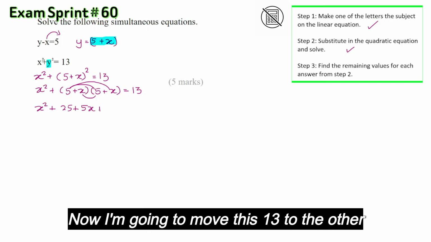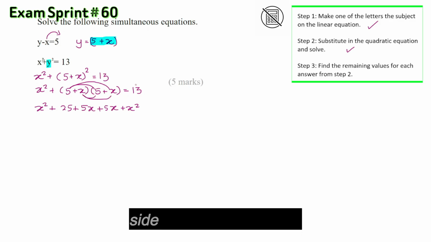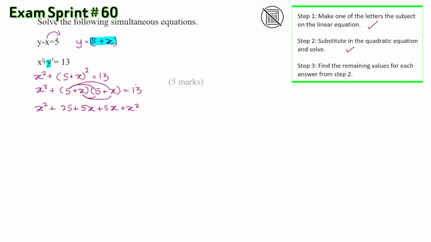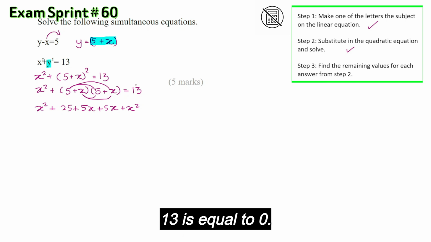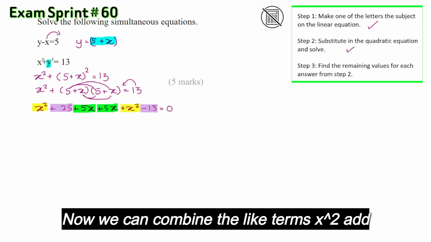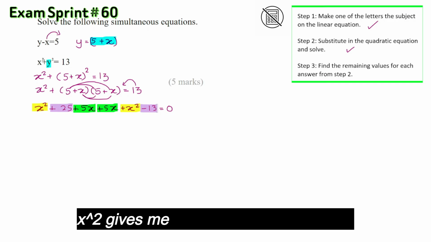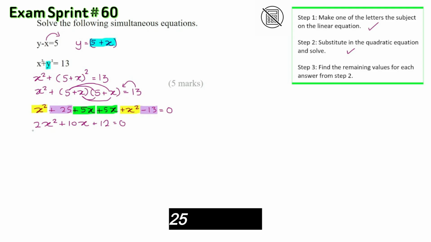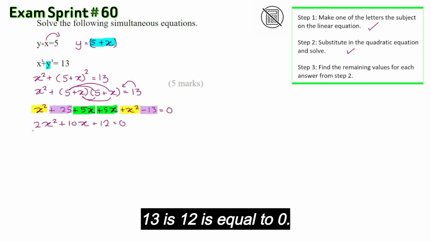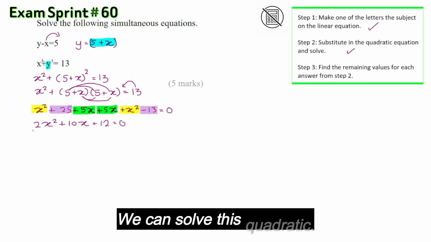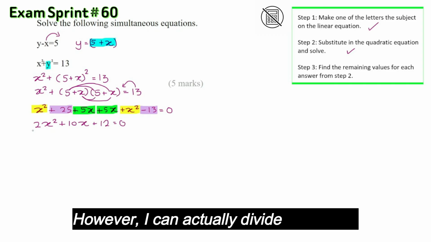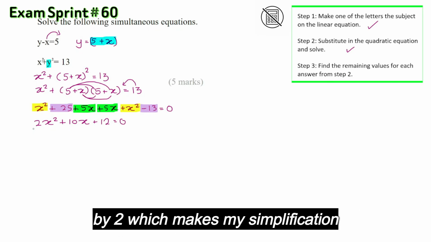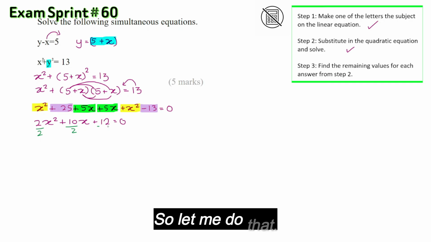Now, I'm going to move this 13 to the other side. So I have take away 13 is equal to 0. Now we can combine the like terms. X squared plus x squared gives me 2x squared. 5x add 5x gives me 10x. 25 take away 13 is 12 is equal to 0. We can solve this quadratic. However, I can actually divide everything by 2, which makes my simplification easier. So let me do that.